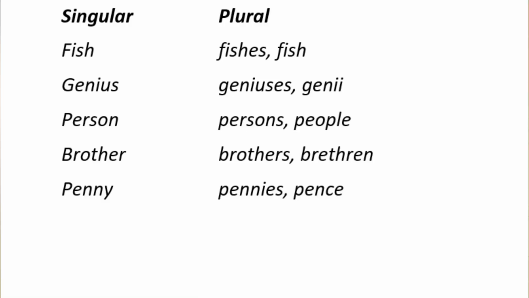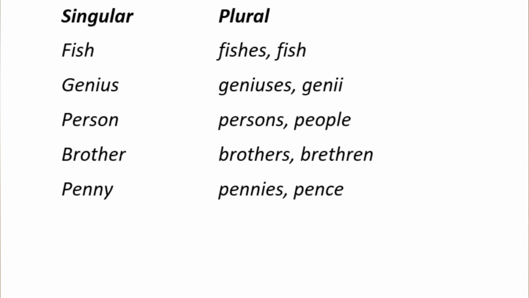Some nouns have two forms of plural. Nouns like fish, genius, person, brother, penny. Let's look at their plural forms. For fish, we have fishes. You can as well say fish to form the plural. Genius, we have geniuses, we have genii. Person, we have persons, we have people.